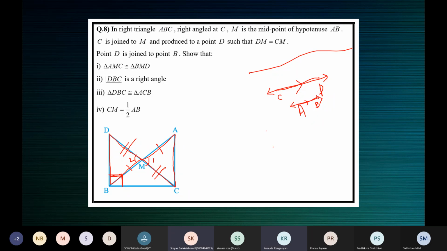Perfect. Correct, Shreyas, you're right. So angle DBC is equal to 90 degrees. Perfect.